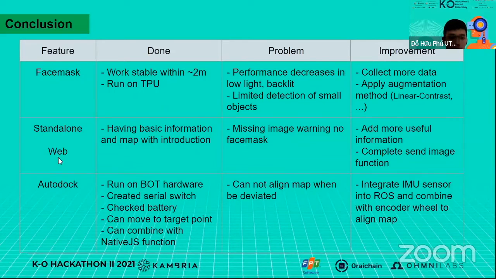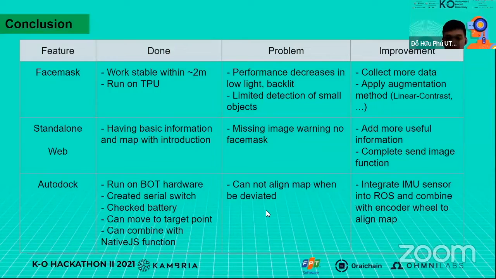The second is the standalone web: we have basic information and a map with instructions. The problem is missing images when running with no face mask, and we can improve it with more useful information. Finally, the AutoDock: we have run the bot on hardware and created a zero switch, check battery, can move to the target point, and can compile to native functions.